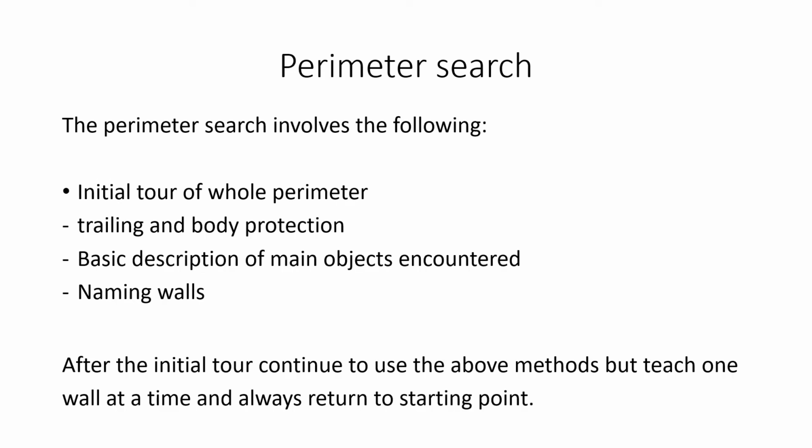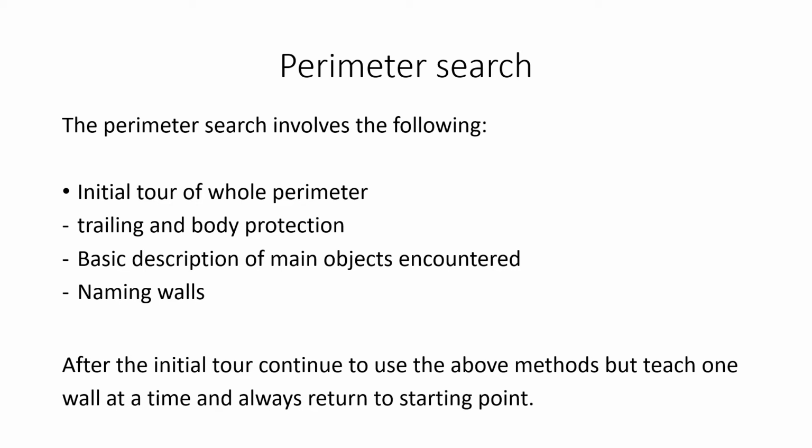Perimeter search. The perimeter search involves the following: an initial tour of the whole perimeter. For this, the CYP should trail along the walls whilst using body protection. As they trail, you should give a basic description of the main objects they encounter. The CYP can give names to each of the walls to help them. For example, wall 1 could be the window wall, wall number 2, the whiteboard wall, wall number 3, the radiator wall, and wall number 4 could be the computer wall.